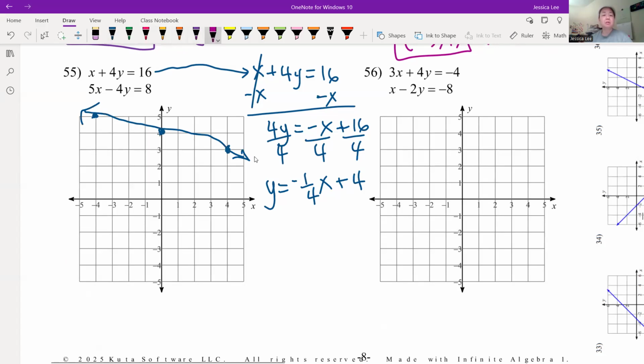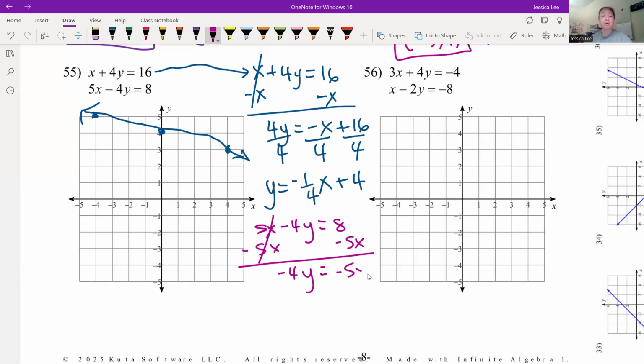And then we're going to go with this magenta-ish color: 5x minus 4y is equal to 8. I'm going to subtract 5x on both sides. We got minus 4y is equal to negative 5x plus 8. That's a plus. We'll figure that out. And then we're going to divide everything by negative 4.